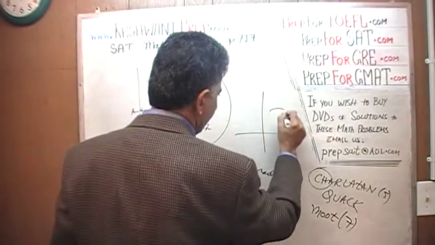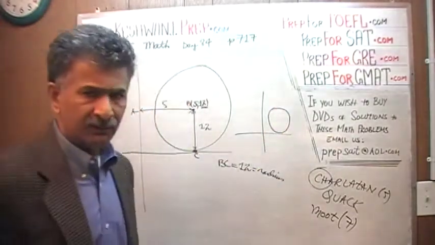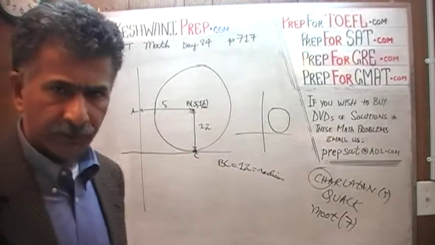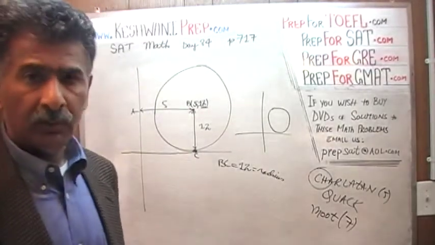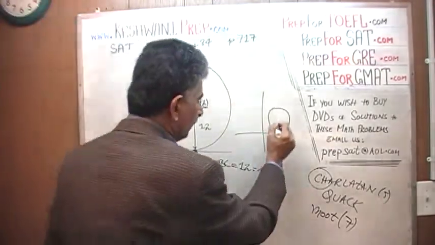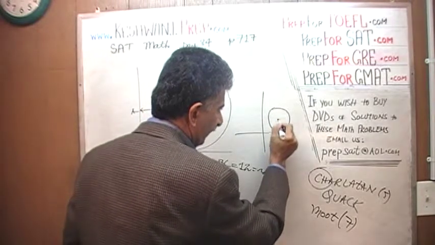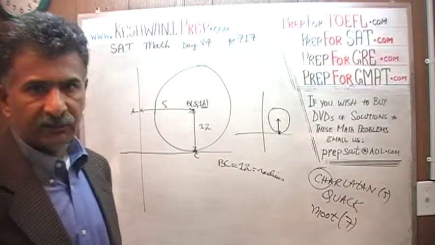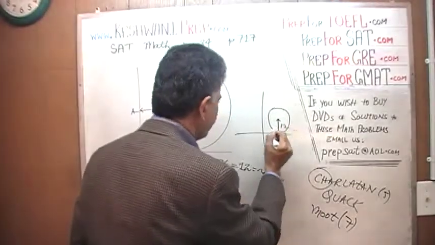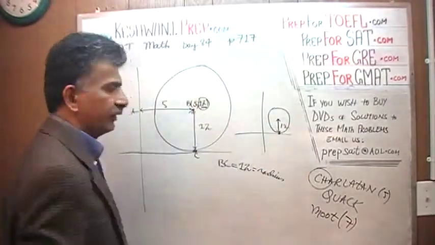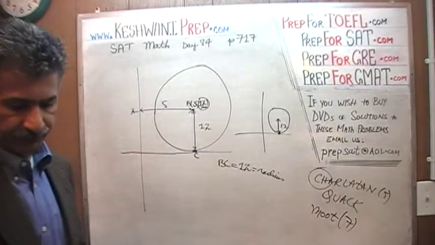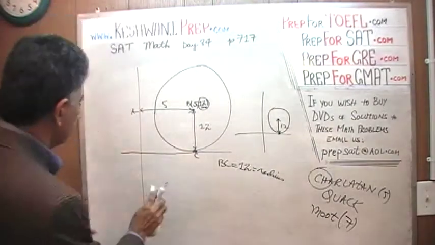Let's draw it again. So here's the center, and since it touches the x-axis, this distance is the radius, and that we know is 12, because that's the y-coordinate of the center, and that's it. The radius is 12.